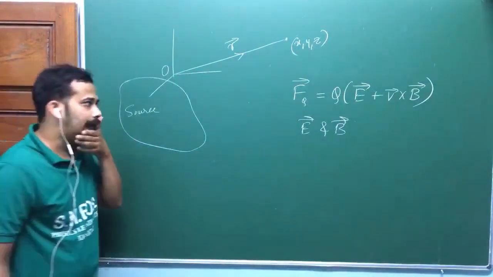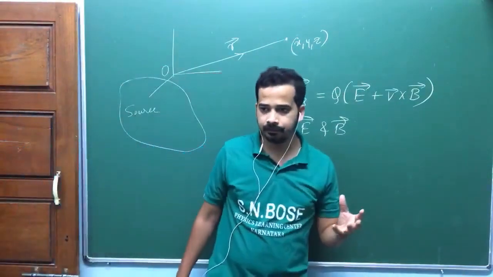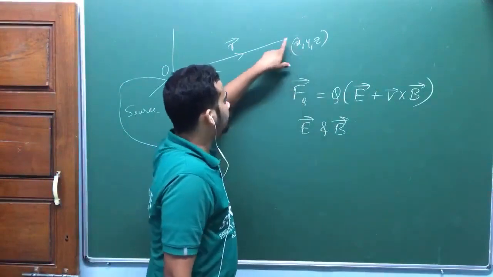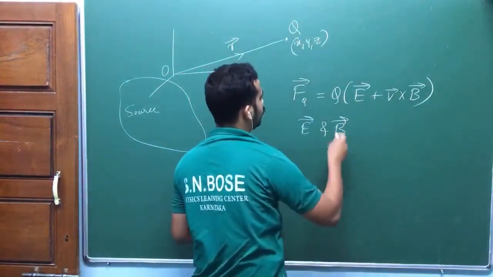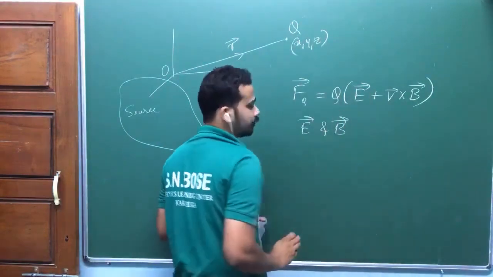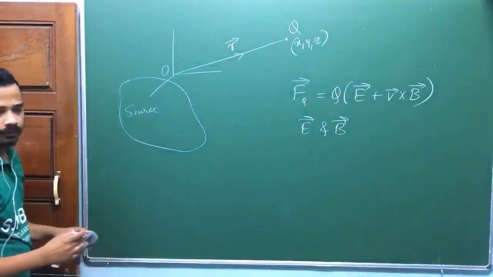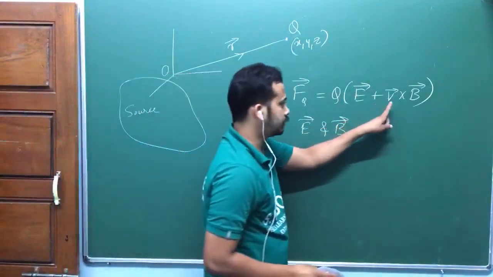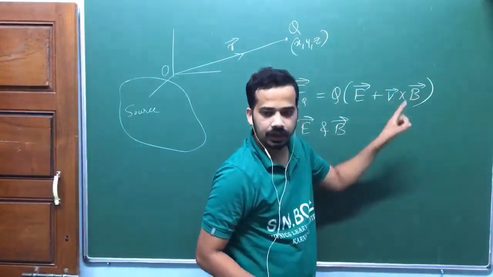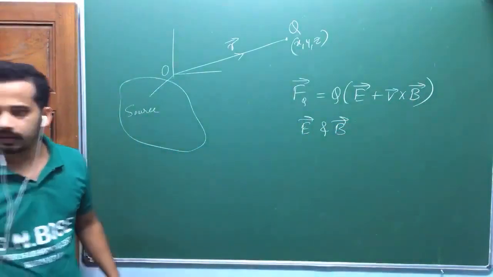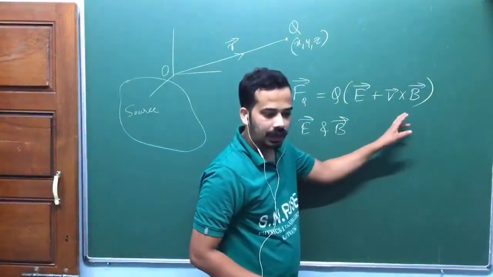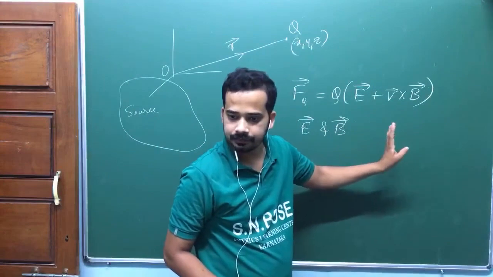Now what I do is I'll do one mental experiment. I'm going to keep a charge and I'm going to move this charge in space, and I'm going to find the force. Is that okay? Because I have to move the charge in order to find whether there exists a magnetic field or not, isn't it? Magnetic forces will not act on a charge at rest. I hope you know that one.